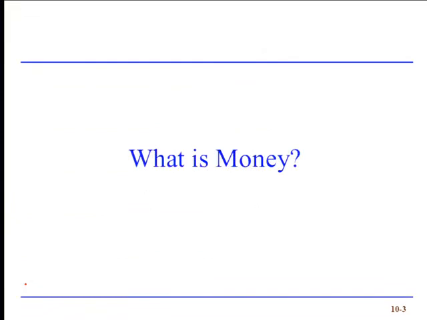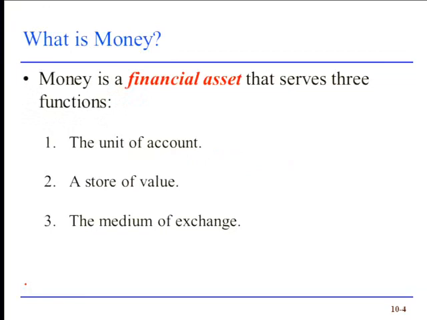Okay, so if we're going to talk about money, we actually need to know what it is that we're talking about, right? We have to have some sort of definition. Now, we all have this general idea about what money is. The only problem with our general ideas about what money is that's not the way economists think about it. So, from an economics perspective, we think about money in a very, very specific way. Money is simply a financial asset that serves 3 functions simultaneously. It serves as a unit of account, as a store of value, and as a medium of exchange.